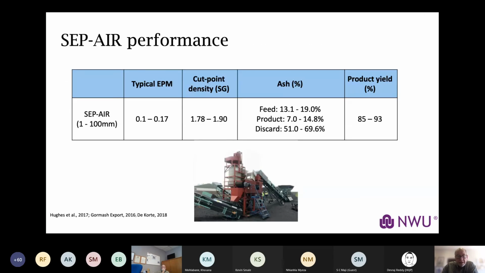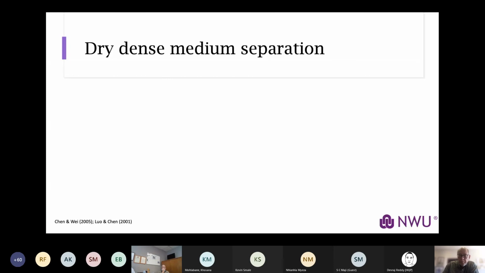As I said, the Coltech data is out. There's a report on that. Some of you might have seen the report. I haven't built those numbers into the slide either. But it certainly looks very, very promising, even for South African coals.